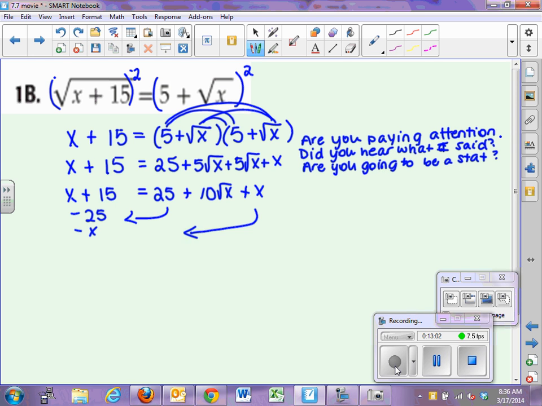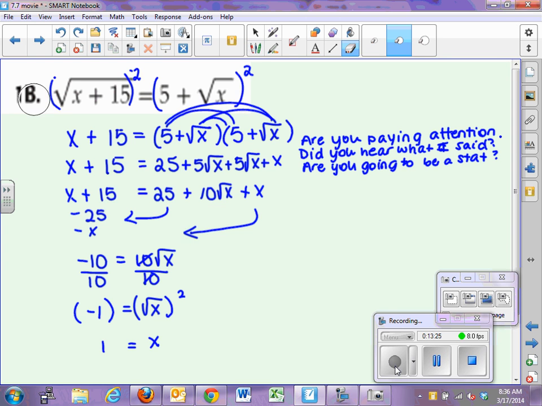So we get 15 minus 25, that's negative 10. The x's cancel, and we have 10 radical x. Divide both sides by 10, so that we get radical x alone, we get negative 1. And now we square both sides to get x alone, and I think x should equal 1. Let's go ahead and do the check.